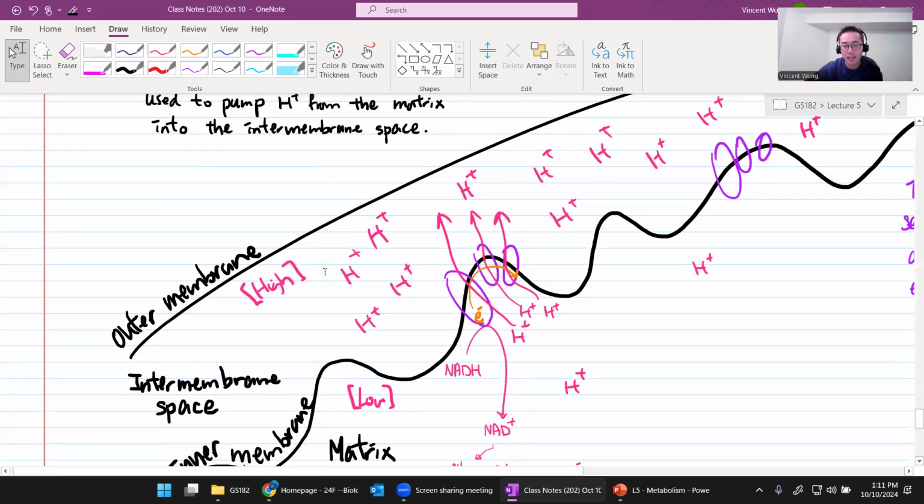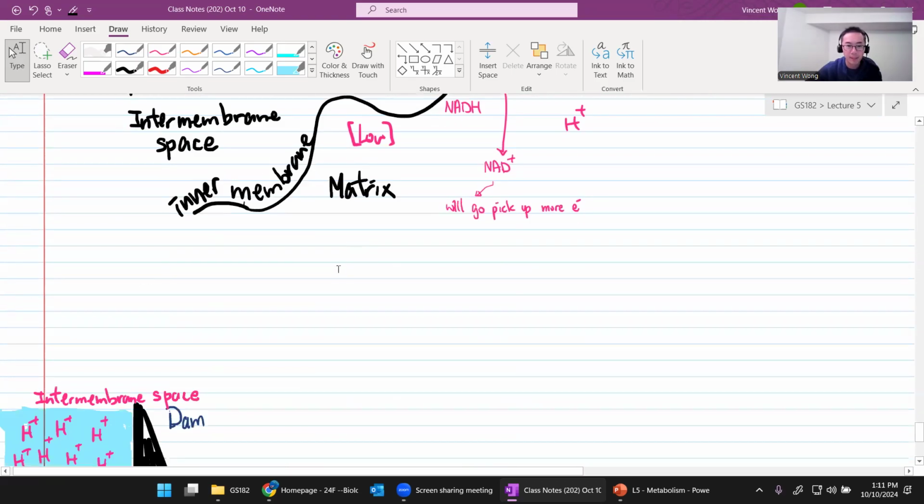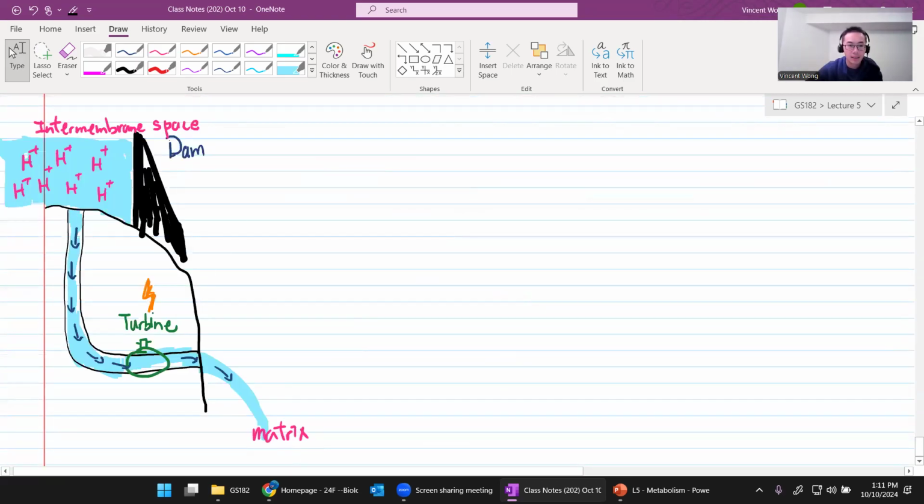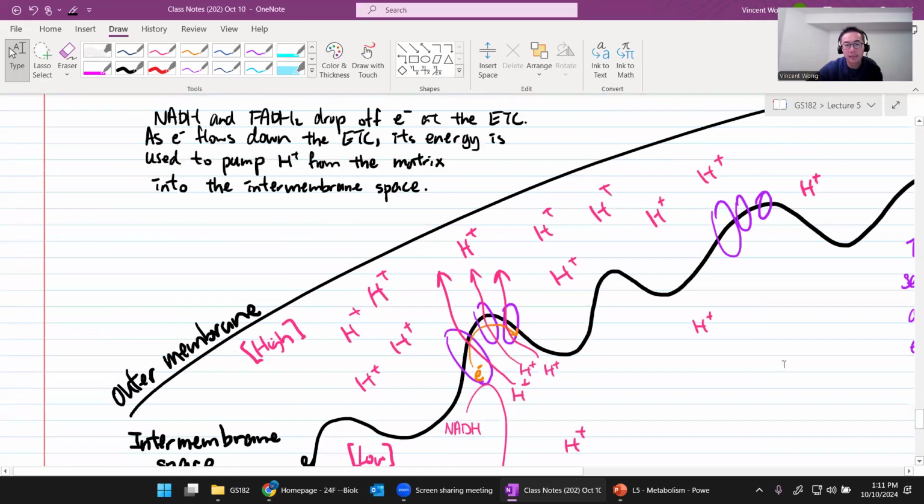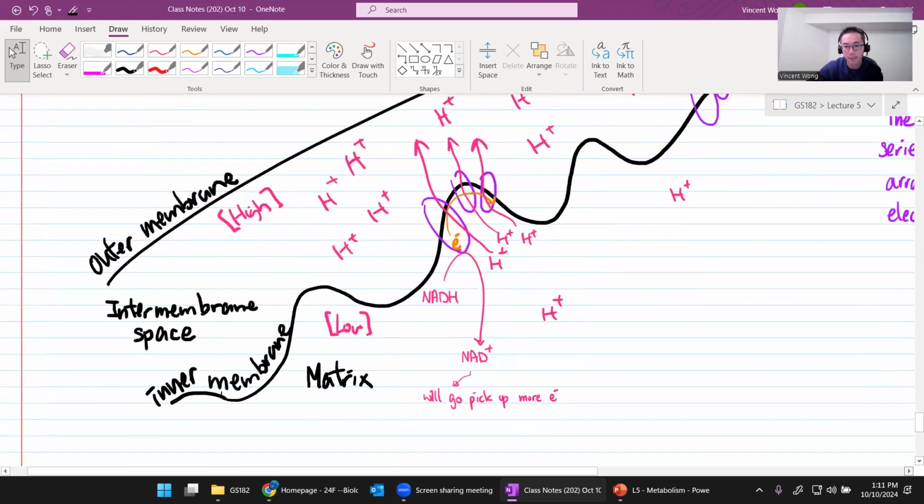So even though all these H plus are highly concentrated here and they want to come back in, the membrane blocks it. It dams it. Is that okay? You guys understand? So the only way to come back in is to go through the turbine.